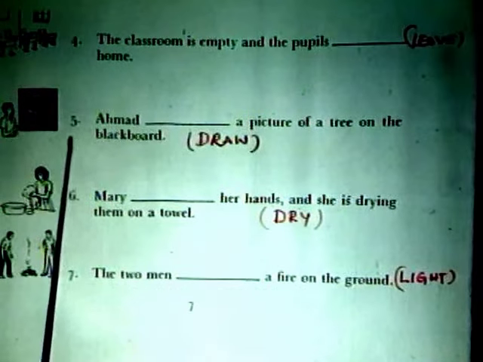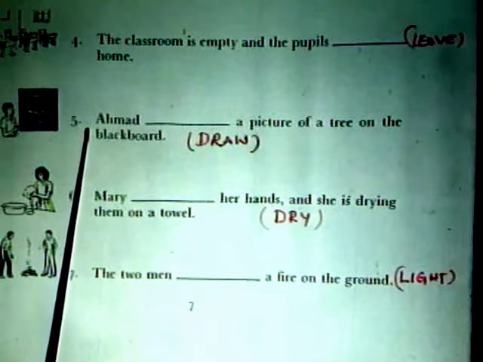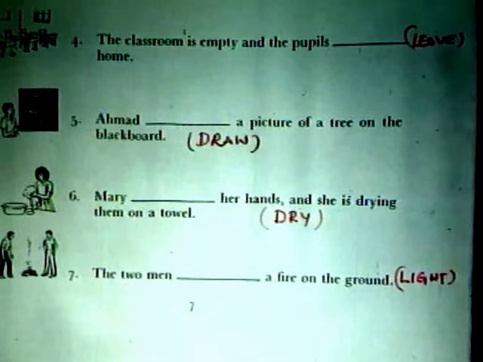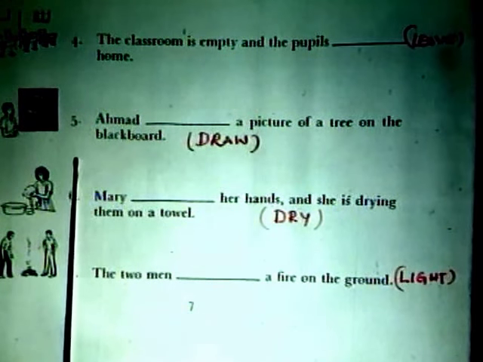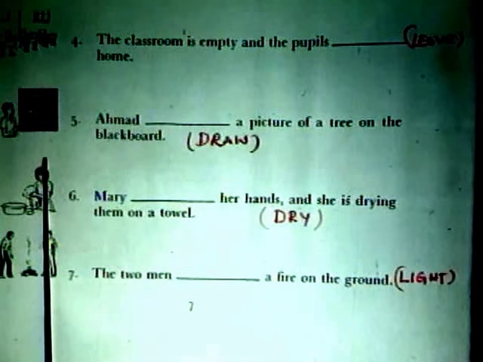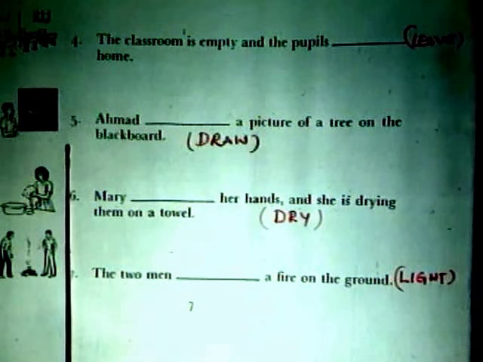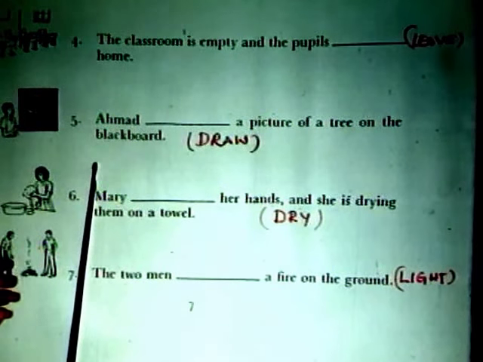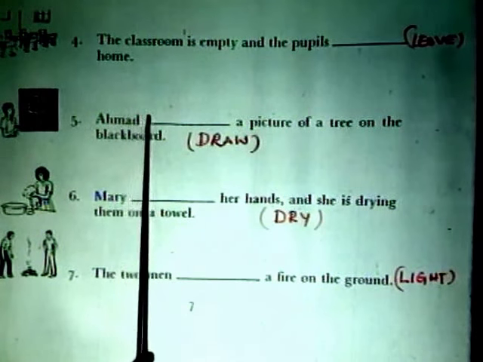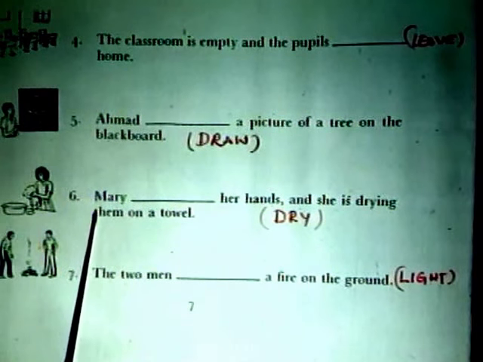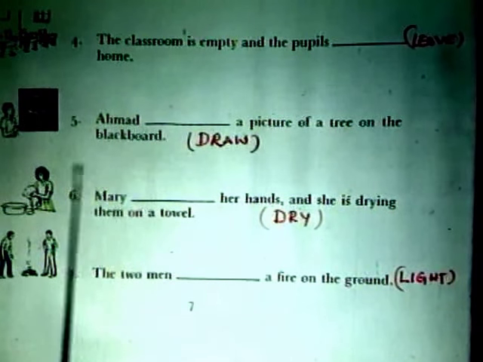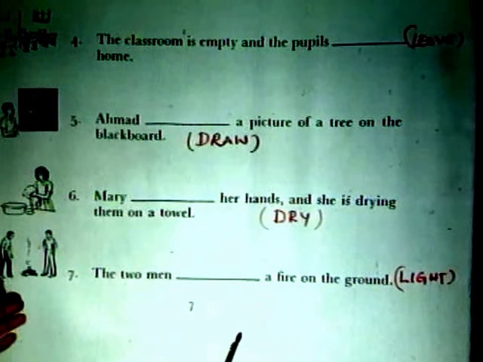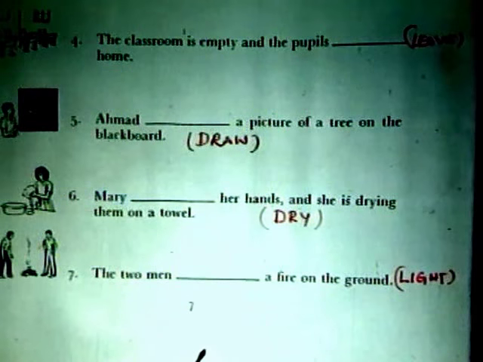And in this sentence, Ahmed has done something. For example, he has completed something, because see, Ahmed drew a picture of a tree on the blackboard. That means drawing is completed here. You try to understand the meaning of it, and also remember the rule, that is the structure, and write here. Then let us come to the sixth sentence also. Similarly, you will do the sixth sentence, and even the seventh one. The two men lit a fire on the ground. They have done something, the smoke is coming out. You can see for yourself.